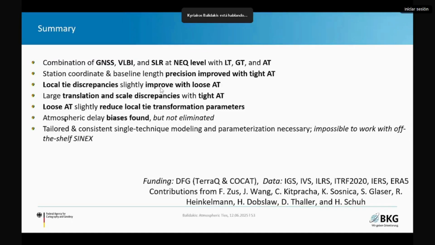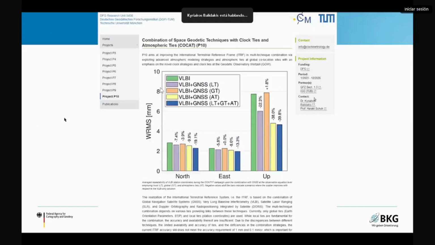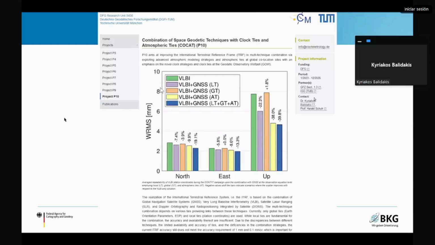I think that's all. That's more or less what I have for now. We have a project on the topic of combination of space geodetic techniques with atmospheric and clock ties. And we're busy at work to do this at the observation equation level. If you're interested in the topic, get in touch. Thank you.